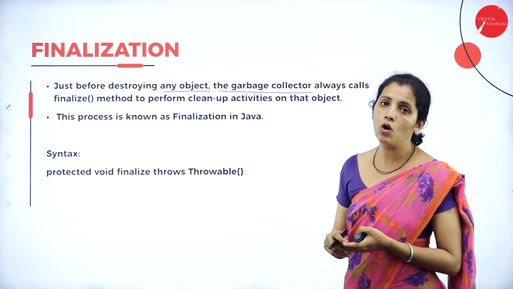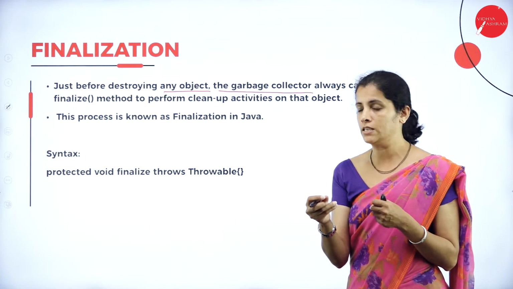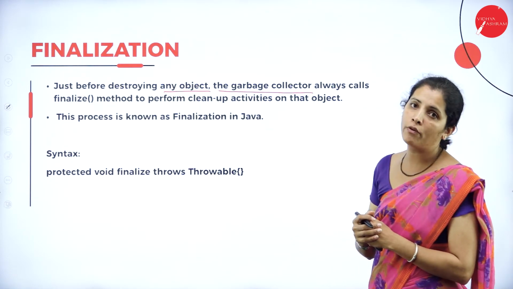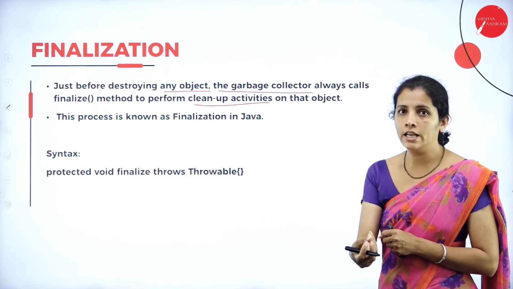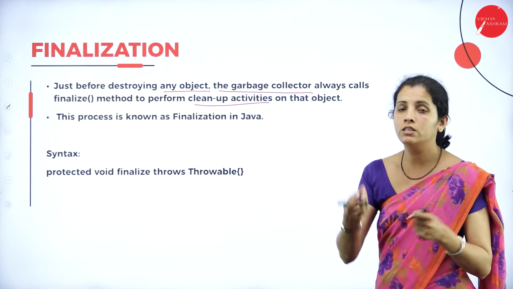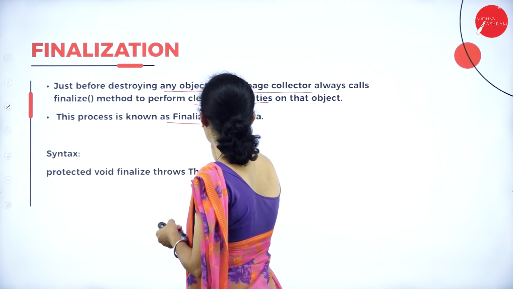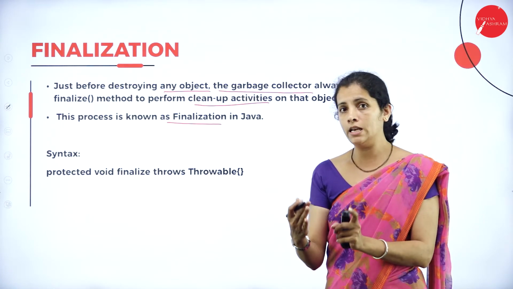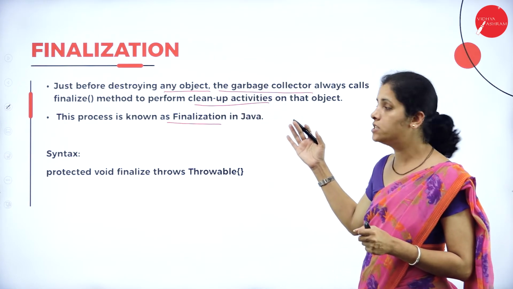Why is it going to call the garbage collector? Because it wants to destroy the object. And why am I going to call finalize? Because I just want to perform all the cleanup activities, in the sense closing the network connection, closing the database connection, deallocating all the resources, deallocating memory, etc. So this process is known as finalization in Java. Performing the cleanup procedure or process is known as finalization in Java.